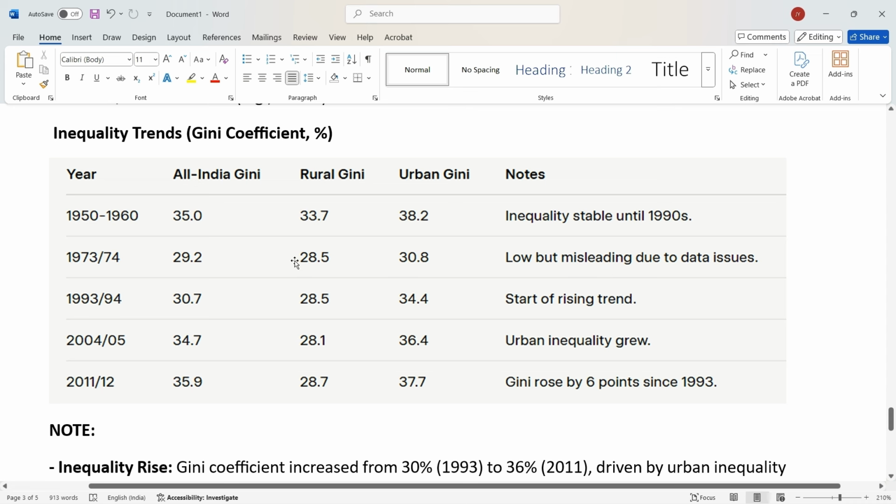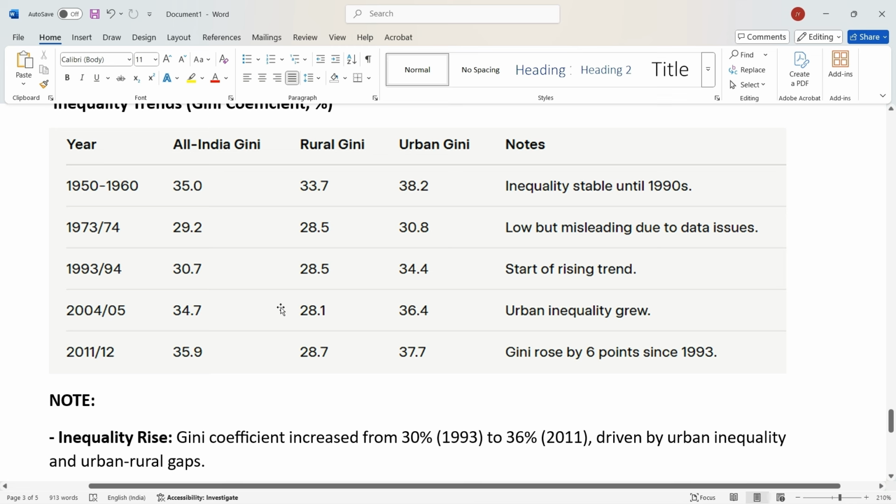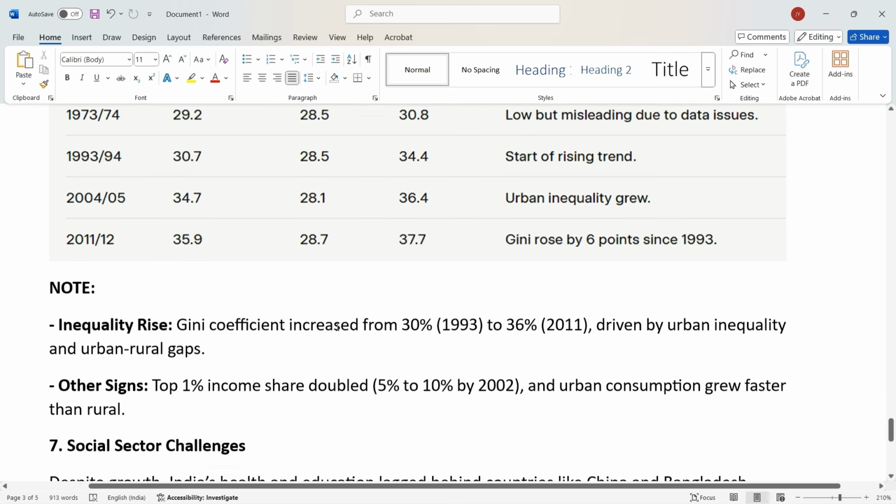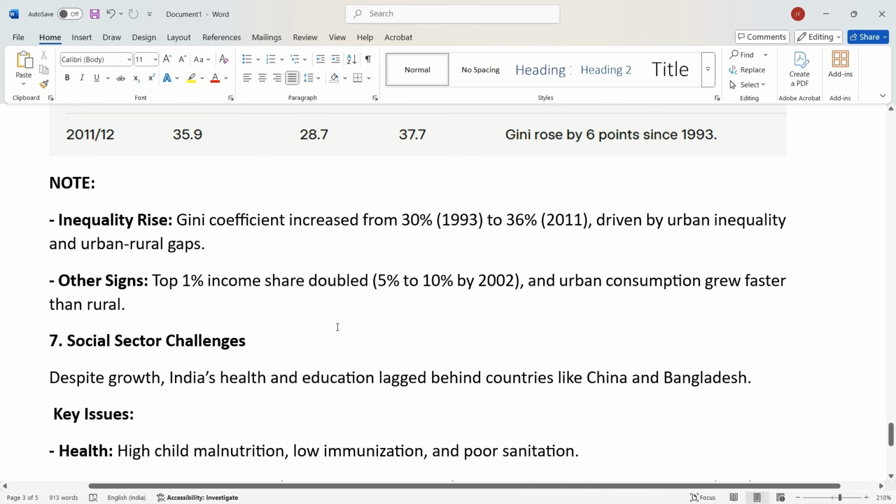After that, in 1994 to 2005, the trend was similar, but there was a difference. The urban inequality started growing, while rural was stable or declining at that time. The inequality increased from 30% in 1993 to 36% in 2011, which means it was driven by urban inequality and urban-rural gaps.